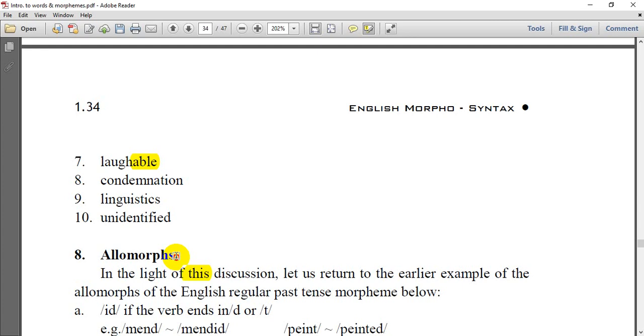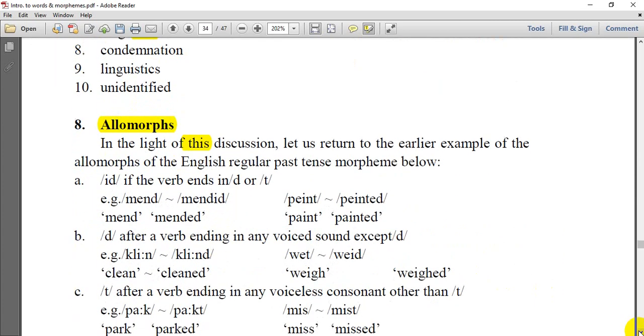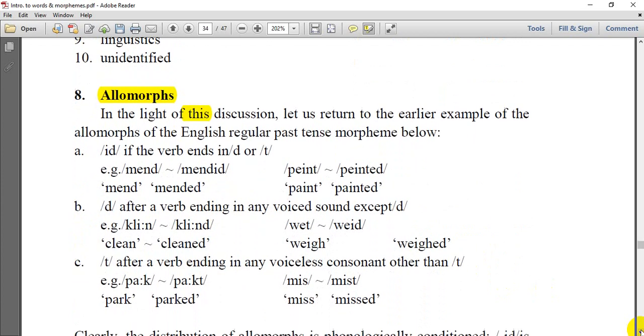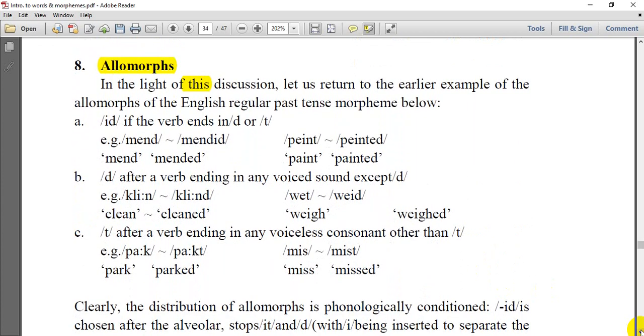What do you mean by allomorphs? Definition of allomorphs, it's very important. In the light of this discussion, let us return to the earlier example of allomorphs of the English regular past. What do you mean by allomorph? Allomorphs means the shape of the sound of the morpheme, the variant form of a morpheme.